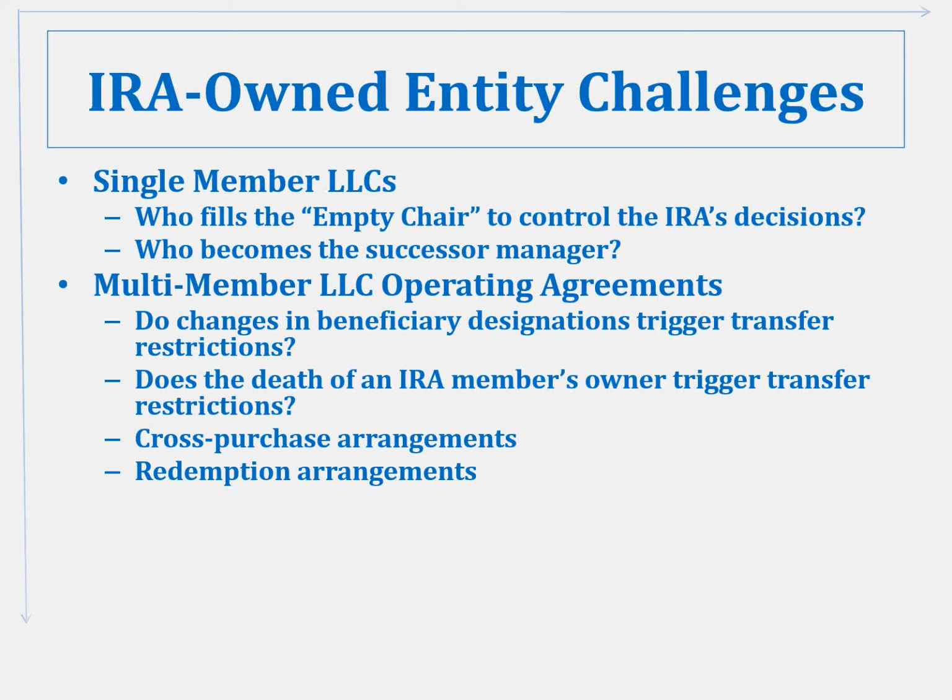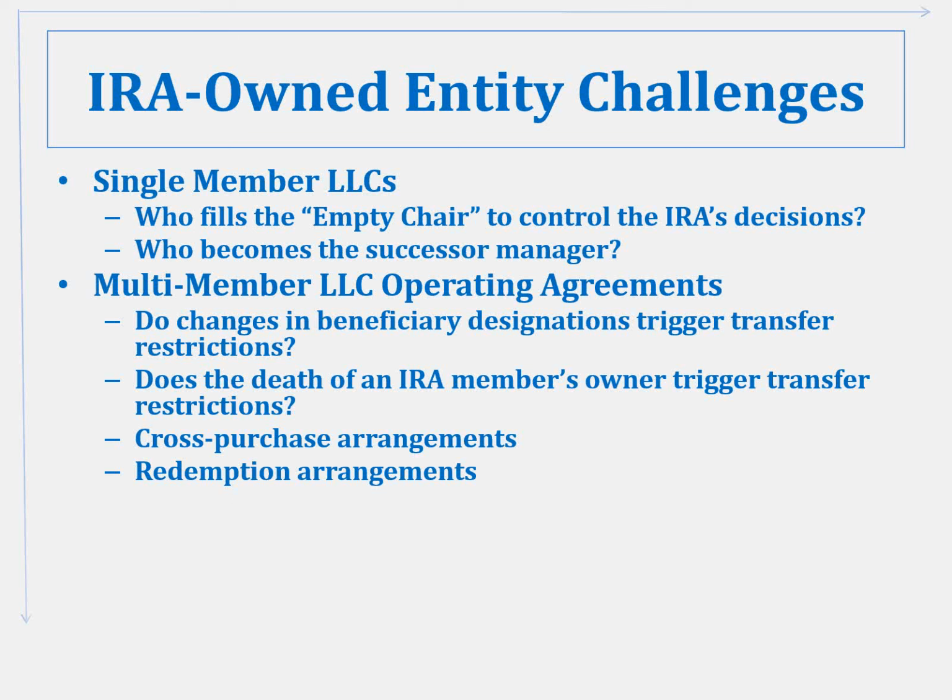But what about the death of the IRA owner? Does the IRA owner's death trigger transfer restrictions? Well, typically in a retirement account, in an LLC operating agreement, the death of a member does trigger some form of transaction. But if the IRA owner has set up a plan and wants to be able to sell their LLC interest to third parties, the LLC doesn't want unidentified third parties coming in and buying the interest of the deceased member.